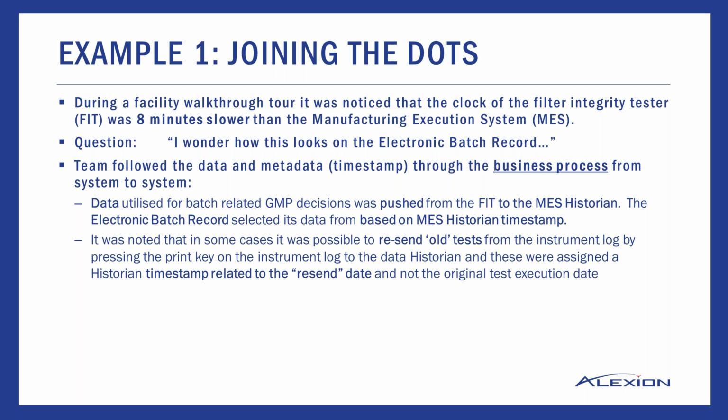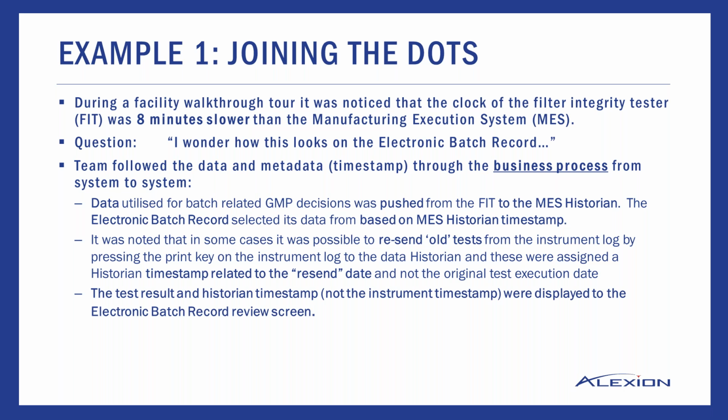And it was noted that in some cases it was possible to resend old tests from the instrument log by pressing the print key on the instrument log. They would then go to the data historian and were assigned a historian timestamp related to the resend date and not the original test execution date. And then to compound the issue, the test results and historian timestamp, not the instrument timestamp, were displayed on the electronic batch record review. So they could see an old test with today's date.